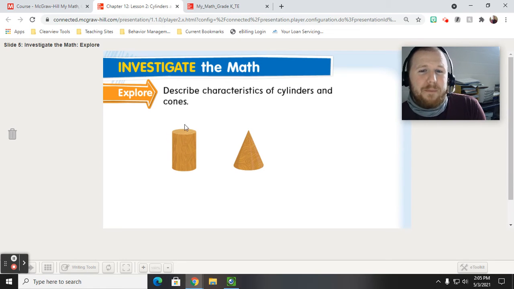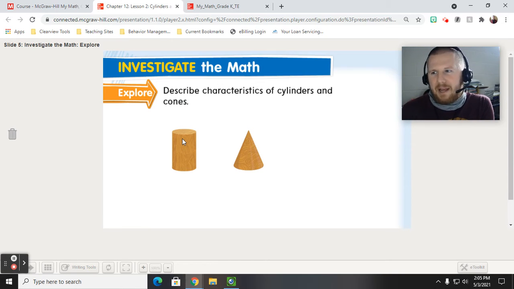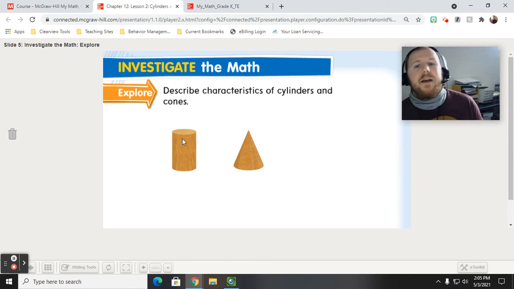The cylinder has two of those flat sides, so you can flip it over and set it down like a pop can. You can flip it over and it would still sit up. If you put a cone upside down and if you try to sit your ice cream cone down with the ice cream on top, what's it going to do? It's going to fall over because it has nothing to sit on.